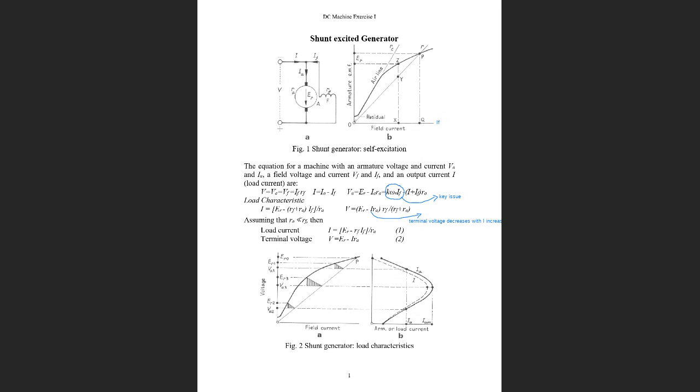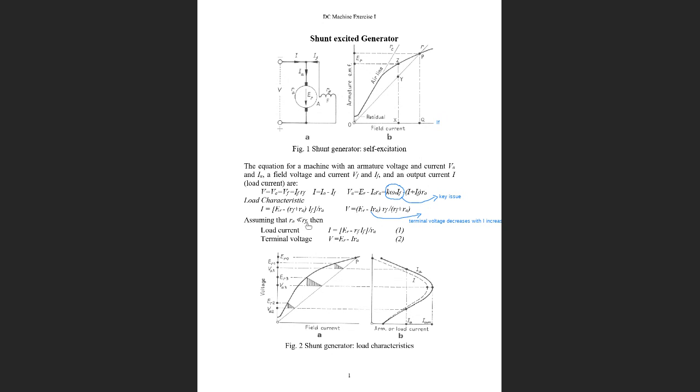Now, to keep things simple, we know that the armature resistance is much smaller than the field circuit resistance, because the armature is usually a big coil. That means RA is much smaller than RF. This is generally true. I still remember from the lectures that RF may be 50 ohms, but RA may be just 0.2 ohms. So 50 ohms and 0.2 ohms are totally different.